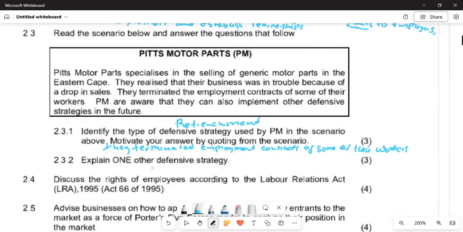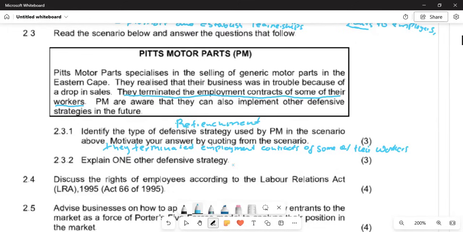So now it says explain other defensive strategies. Here from the scenario, you can see it's written that they terminated the employment contracts of some of their workers. That is a defensive strategy. They are trying to defend themselves so that they don't go out of the market. They remain in the market. The only way to do that is to downsize. So they do downsizing, cutting some of the salaries so that they will use that money for other purposes of the business.